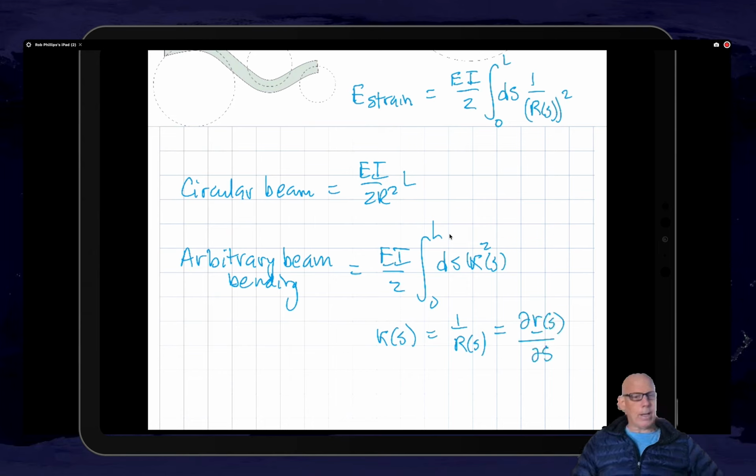This is kind of an advanced point, if anybody cares: if I have the arc length parameterization, the curvature is given by the derivative of the position vector with respect to that arc length. So that's what I wanted to say.